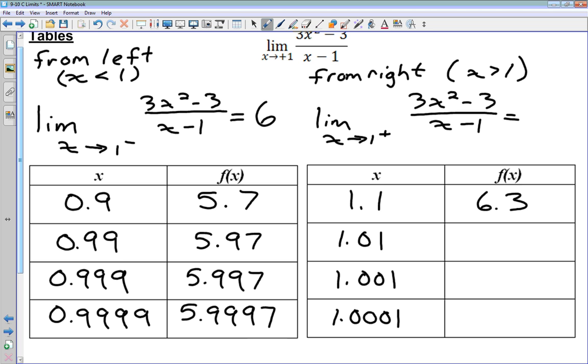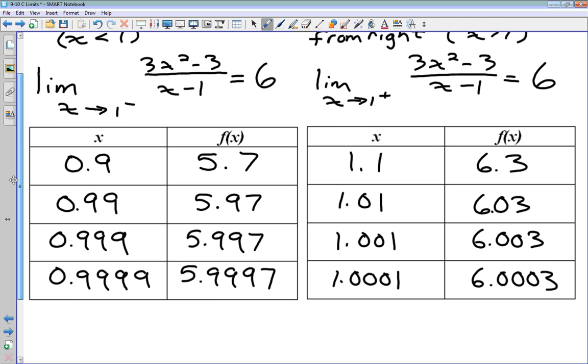My calculator says 6.3, 6.03, 6.003, 6.0003. So looking at that second table, what is the limit as x tends to 1 from the right of our function? 6 again. Is this good? As we approach from the left, we seem to be heading towards 6. As we approach from the right, we seem to be heading towards 6. So our two tables are in agreement about what our function is heading towards as we get closer and closer to 1.